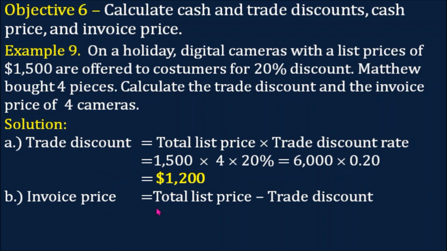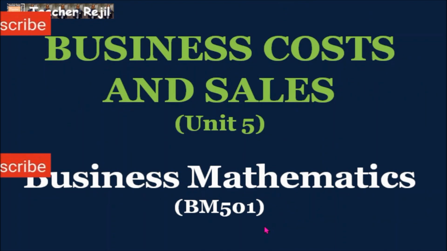For the invoice price, it's the total list price minus trade discount. So the total list price is $6,000 and the trade discount is $1,200. So the difference is $4,800.